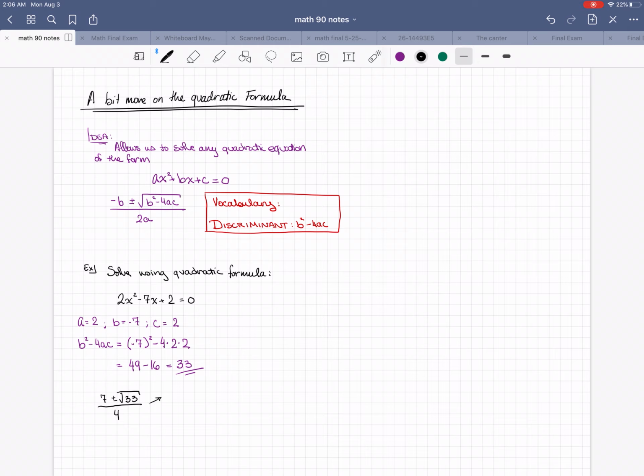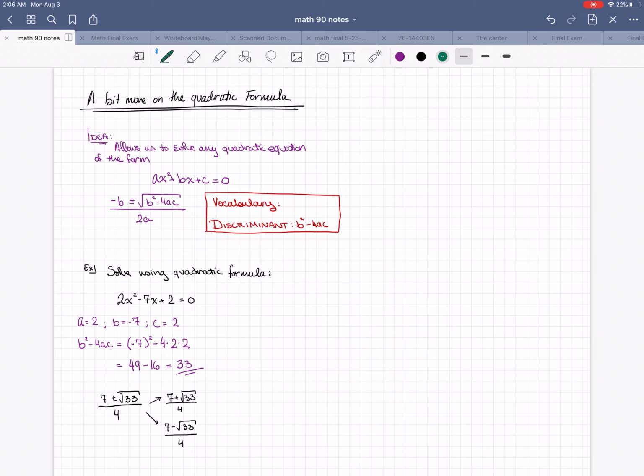So here are our solutions. So we have 7 plus the square root of 33 over 4, and 7 minus the square root of 33 over 4. Now, some of you might be looking at this thinking, oh, what a mess. And I agree with you.